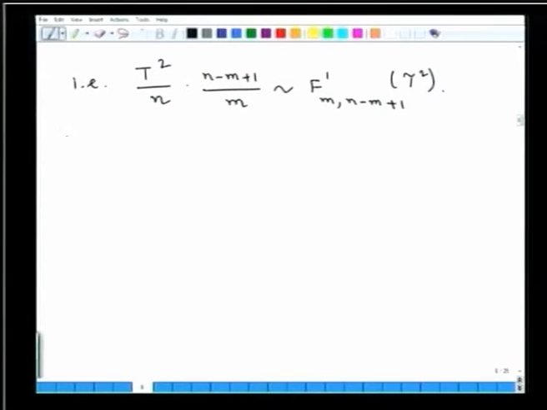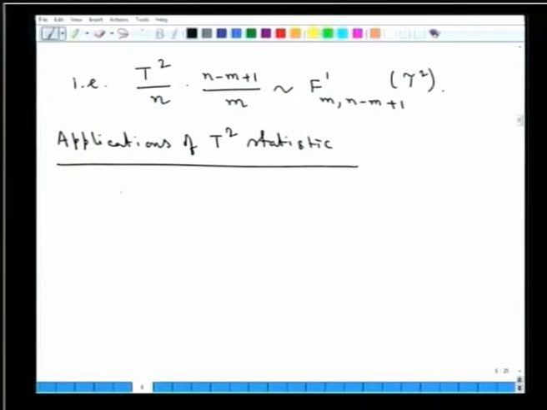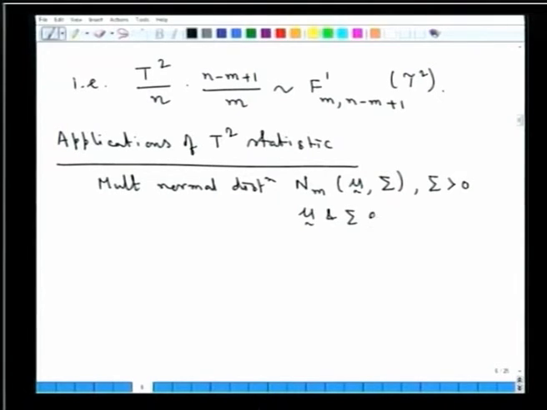Now let us look at applications of this Hotelling's T-square statistic, and where actually this statistic is going to be used. Now suppose we have a multivariate normal distribution, N p mu sigma, say sigma is positive definite, and both this mu and sigma are unknown.